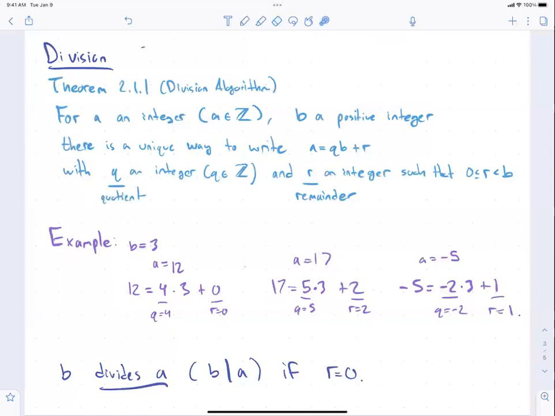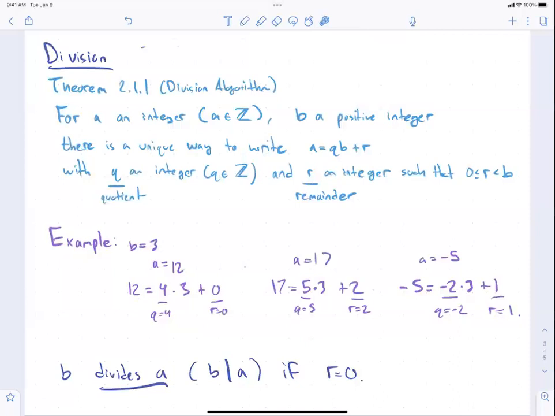You can also divide a negative number by 3. So if I do this with a equal to minus 5, then I get minus 5 is minus 2 times 3, that's minus 6, plus 1. So this remainder should be between 0 and 3. When I have a negative number, I have to go down below it. So I go down to minus 6 and then add 1 to get back up to minus 5. So here the quotient is minus 2 and the remainder is 1. Okay, so this is just some examples of how division with remainders works.